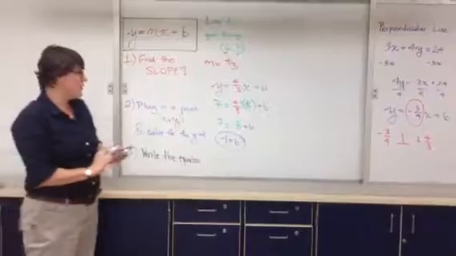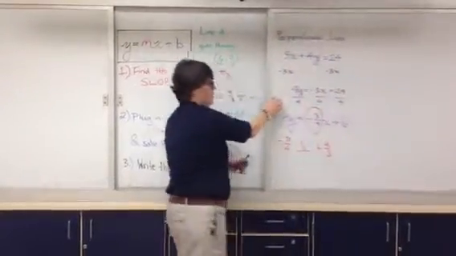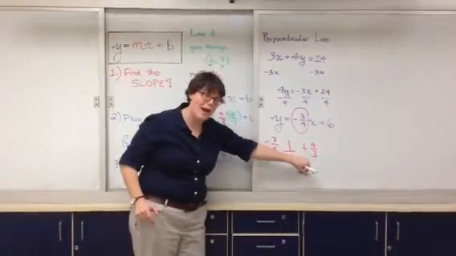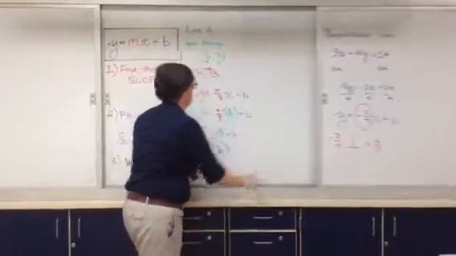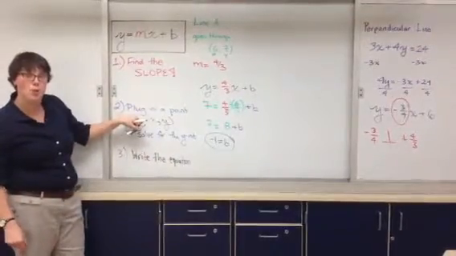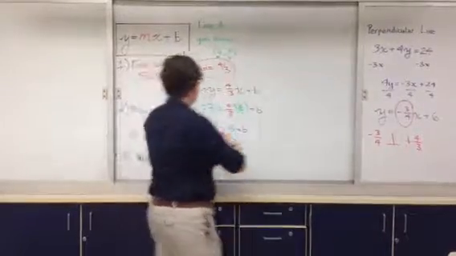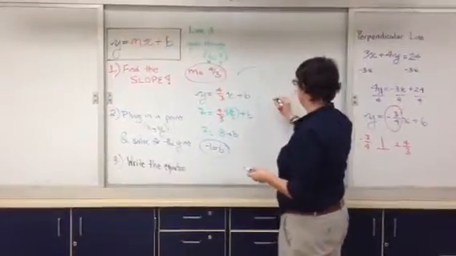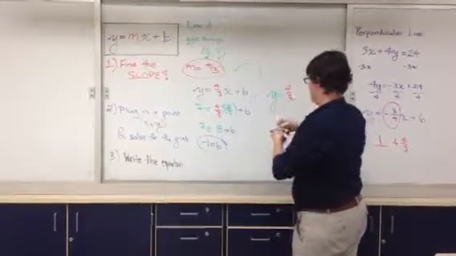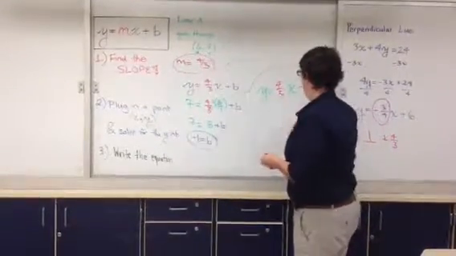I now have all the information I need to write the equation of my line. I learned the slope of a perpendicular line, switched it around to get my slope, plugged that in, and then I plugged in a point to solve for the y-intercept. All together, I can now find that my line has the equation y is equal to 4/3 of x minus 1. And we're done.